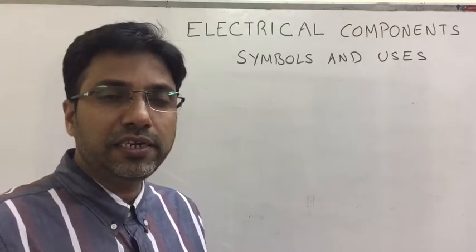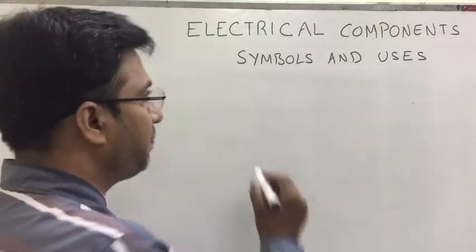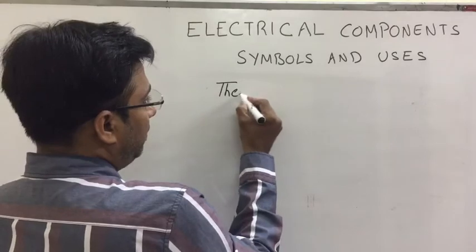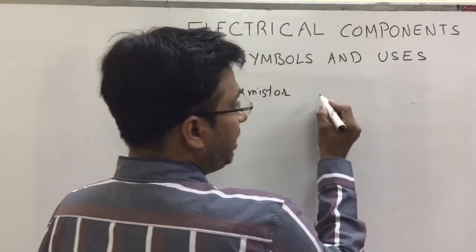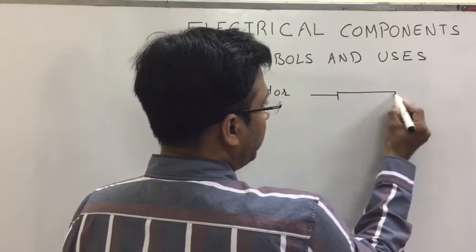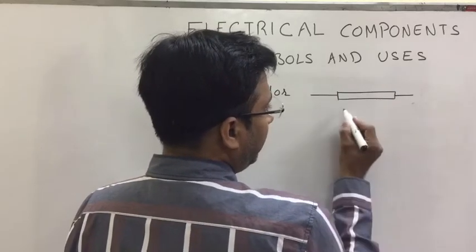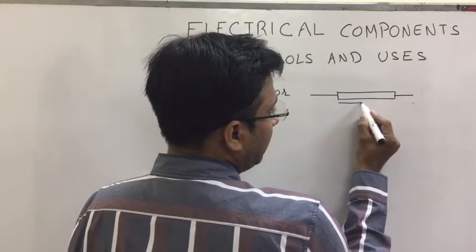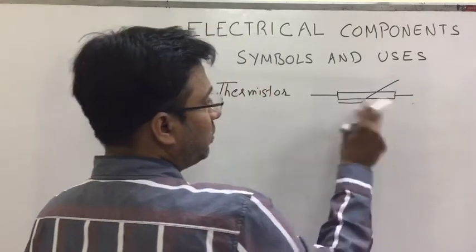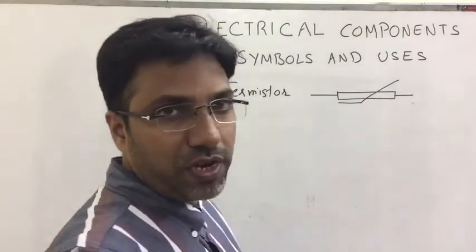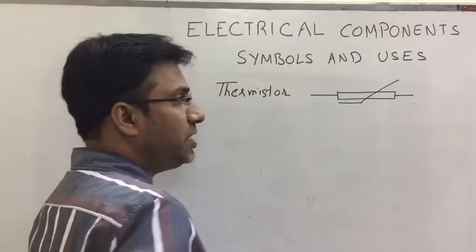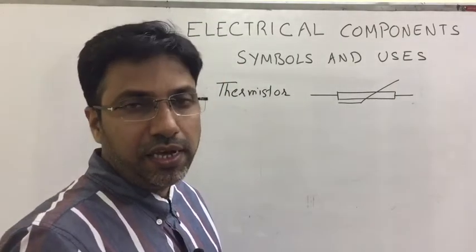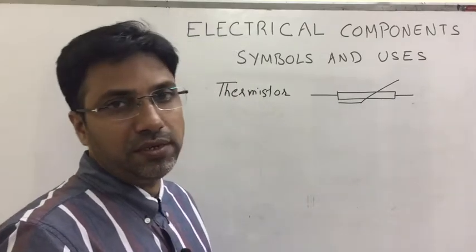Let us see another electrical component, thermistor. Thermistor is represented in this manner. Draw a resistor and then a line like this and like this. So this is the representation of thermistor. Thermistor is a heat sensitive device. It is used in fire alarms and thermostats.